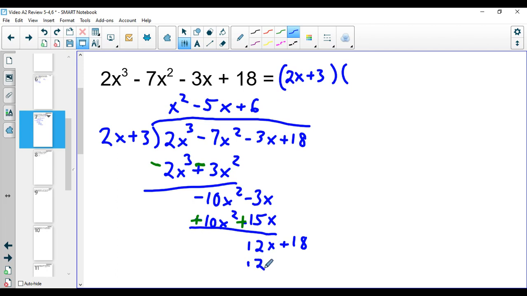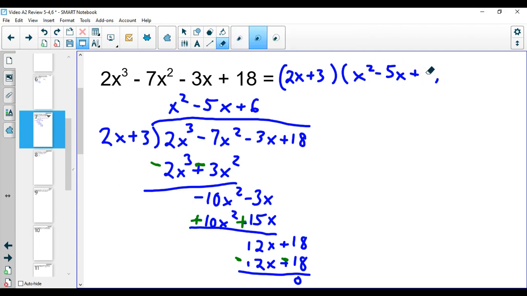6 times 2x is 12x, and then 6 times 3 is plus 18. Good, because when we change our signs, we're going to get no remainder. I guess I could have stopped right there, but I'm going to show all my work just for completeness' sake. So basically, we know this polynomial is going to equal 2x plus 3 times x squared minus 5x plus 6. So that's a factorization of this big polynomial.